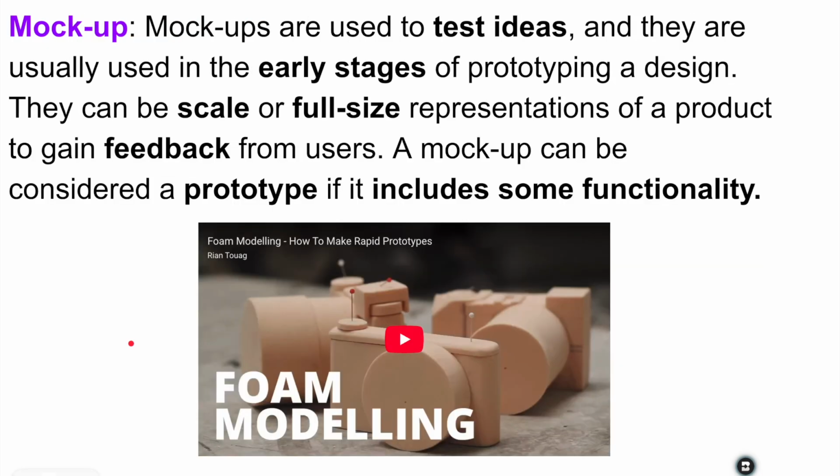Now, this isn't one of our vocabulary words, but I think it's important to understand, and this is what mock-ups are. Mock-ups are used to test ideas. They're usually used in the early stages of prototyping a design. They can be scale, we'll talk about what scale means, or full-size representations of a product, and they're used to gain feedback from the user. A mock-up can be considered a prototype if it includes some functionality. One of the ways that we might do mock-ups is with foam modeling, so you can watch this video about how foam modeling works.